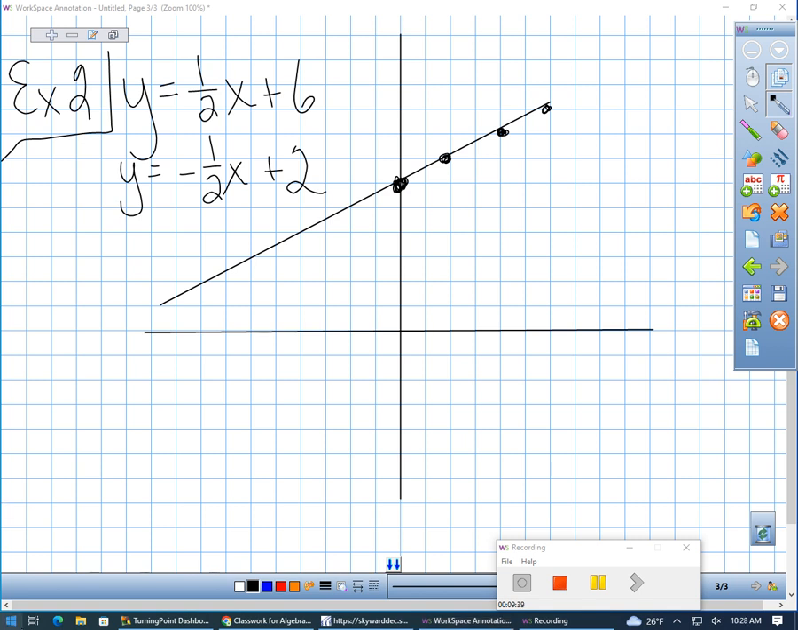How do we graph the second equation? Start at 2, or 0, 2 on the y-axis. Very good. And this time our slope is -1/2. Good. We're going to go down 1 to the right 2. Down 1 to the right 2. Connect our dots.